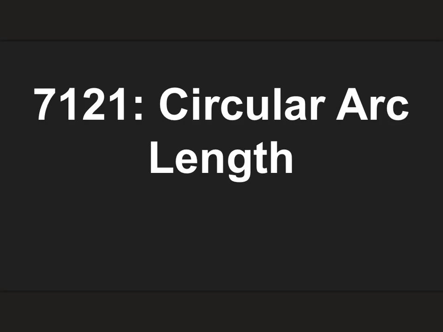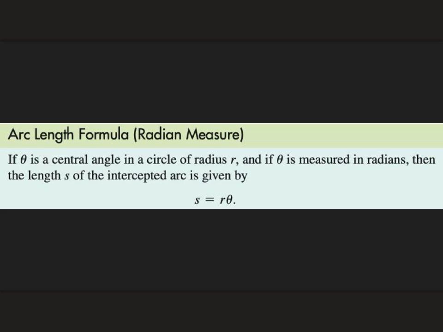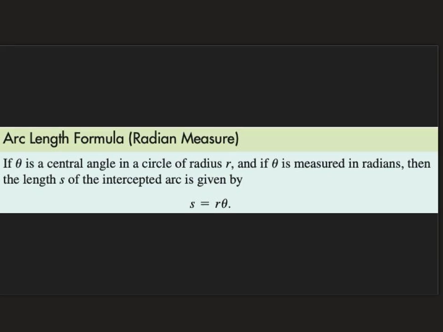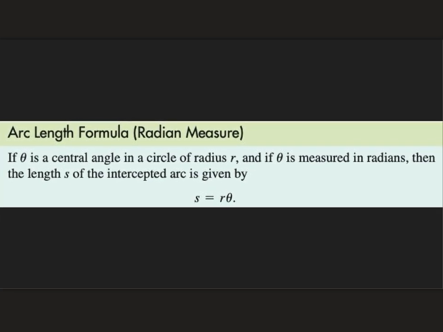Welcome to lesson 7121, circular arc length. Now we're going to be looking at the circumference of a circle. The arc length formula is in radian measure. We're going to be going back and forth between radians and degrees, but once we get deep into this, we're going to be in radians only.